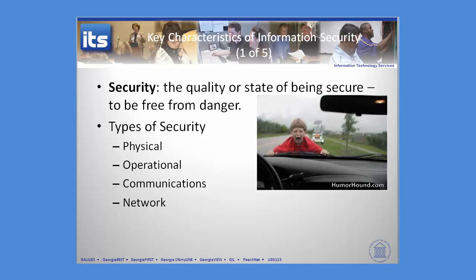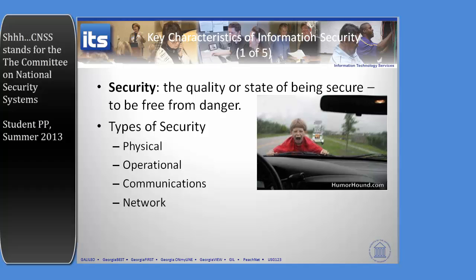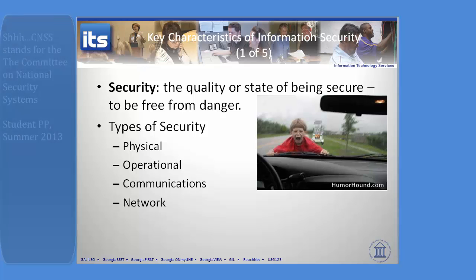So we're going to move into some key characteristics of information security. That 1 of 5 means there are 5 slides associated with it. The first is this idea of security. It's the quality or state of being secure. You should be screaming foul. I'm using the same word to define the word. But the idea behind security is it's really about risk management. It's really about how do we manage risk in a certain scenario.